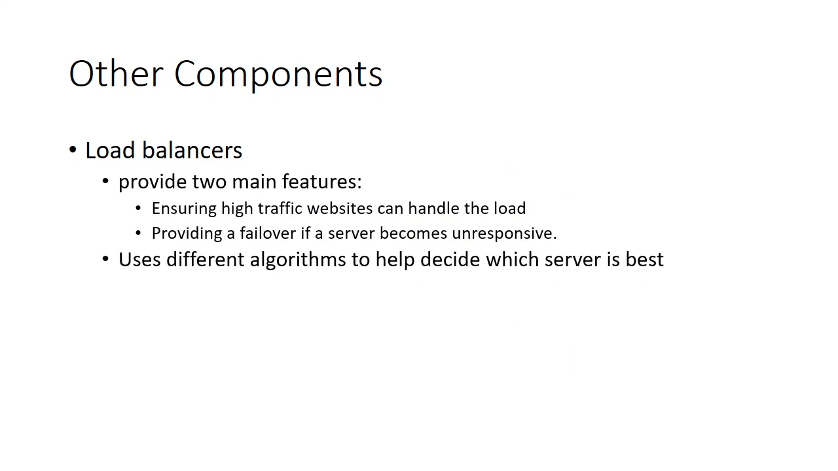The load balancer uses different algorithms to help decide which server is best to deal with that request. For example, it uses the algorithm round robin, which sends it to each server in turn. Or a weighted algorithm, which checks how many requests a server is currently dealing with and sends it to the least busy server, and many more algorithms that you can look up if you want to.